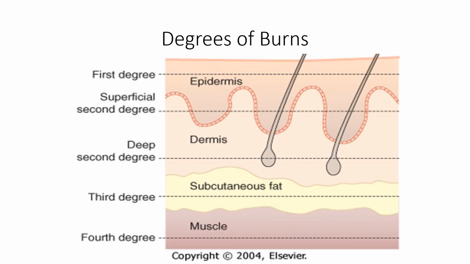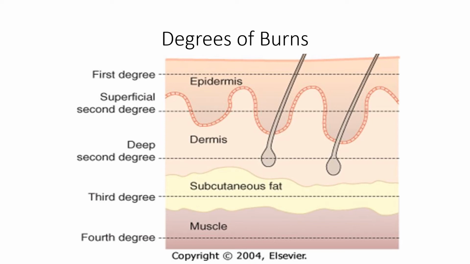So when you think about this picture, look at the layers that are burned and count. A first-degree burn is a superficial epidermis burn. A second-degree burn would be either the entirety of the epidermis or down into the dermis of the skin. A third-degree burn burns the third layer. Well, epidermis is first, right? Dermis is second. So if you burn to the subcutaneous fat layer or the hypodermis, now we have a third-degree burn.